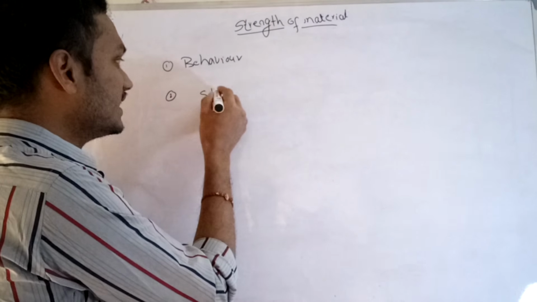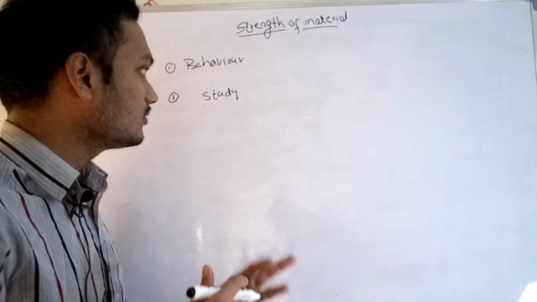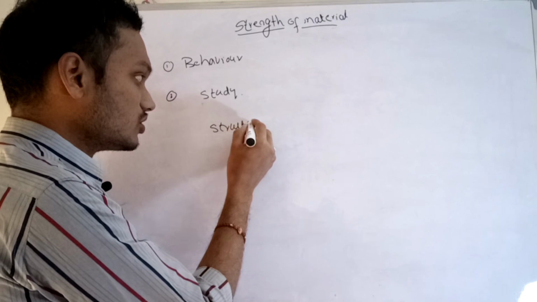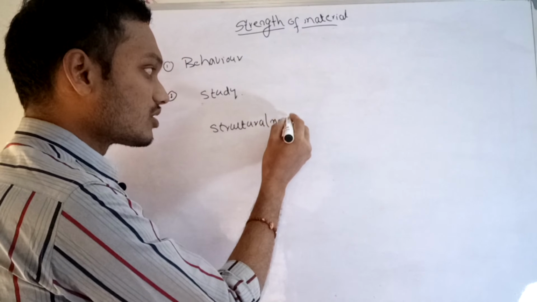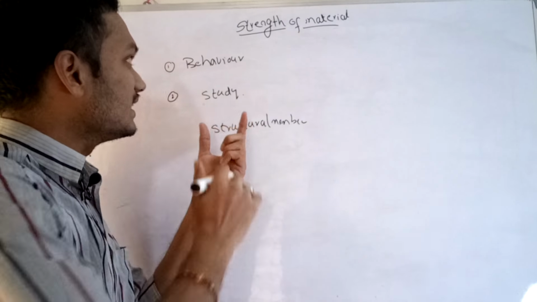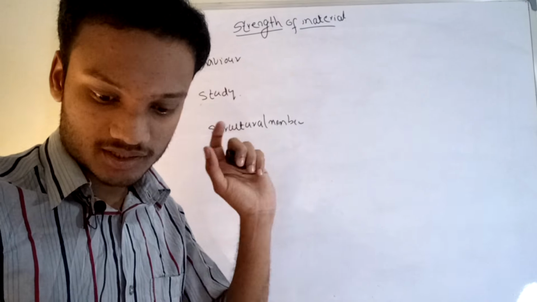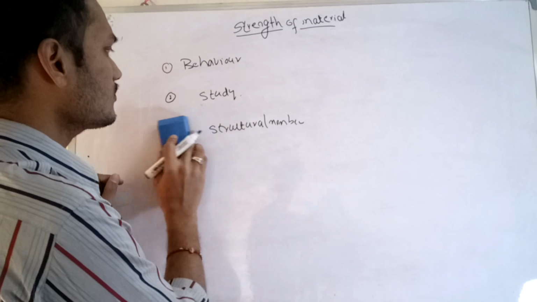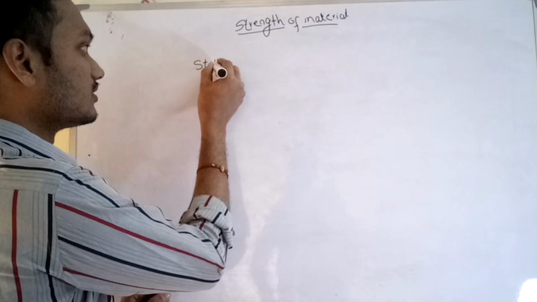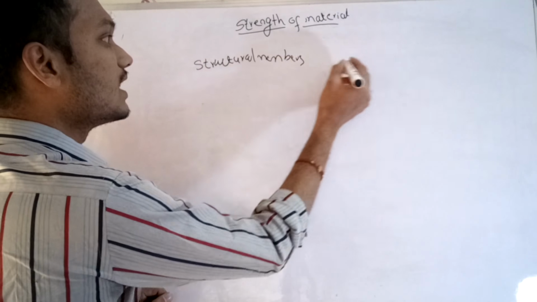Next, what does the study of strength of material actually mean? It means that when the structural members are subjected to external loading, what types of stresses are induced. The study of strength of materials means the study of various methods of calculating the stresses. For example, I will explain briefly. We have different structural members and loading.